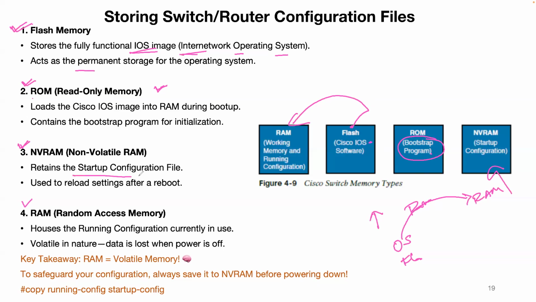NVRAM stores the startup configuration, RAM stores the running configuration. Running configuration means what is currently running on my device. Startup configuration means, this configuration which is currently running, when I save it permanently, that is termed as your startup configuration. So the command to see the running configuration is show running-config.